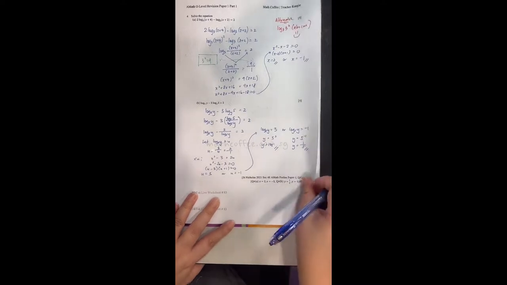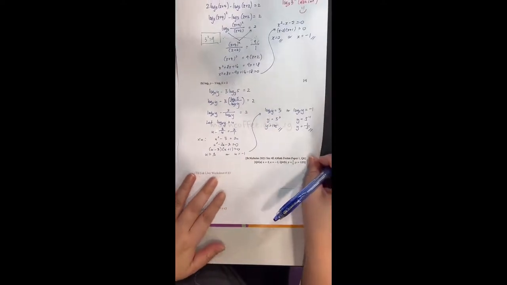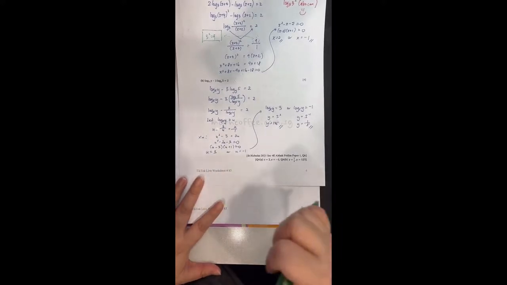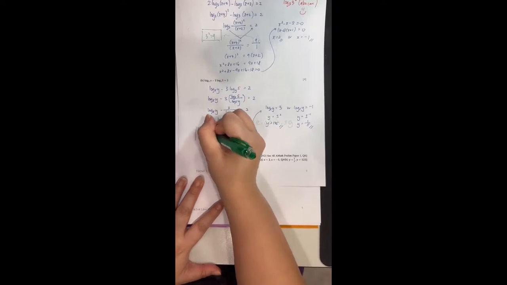Where do you get the u squared? Here. Okay, so let me show you the so-called long method. Long method. See here.